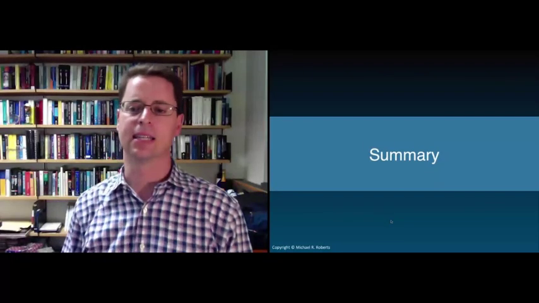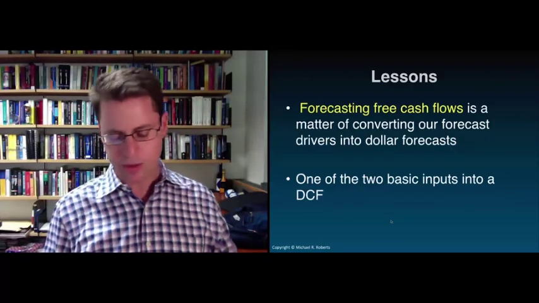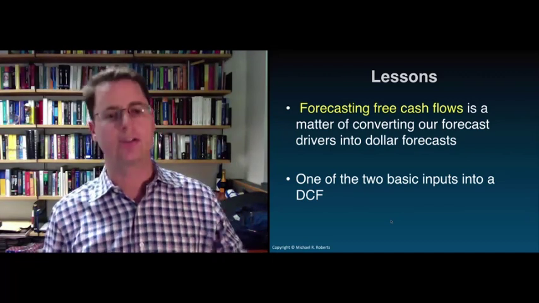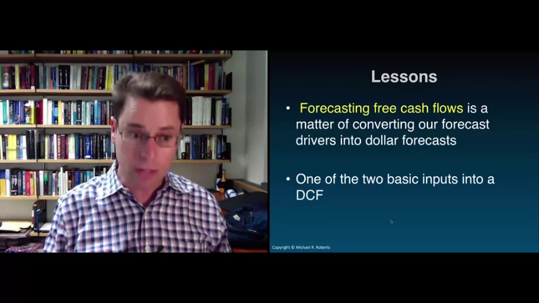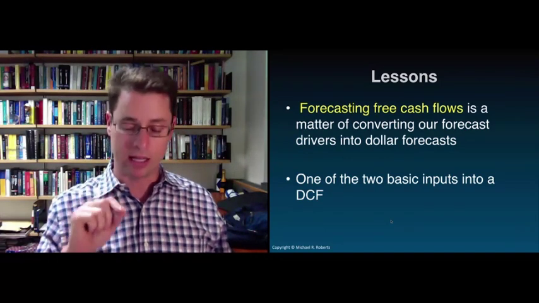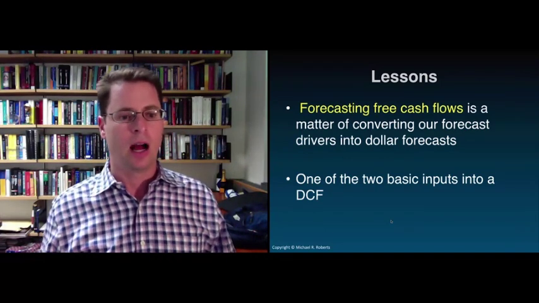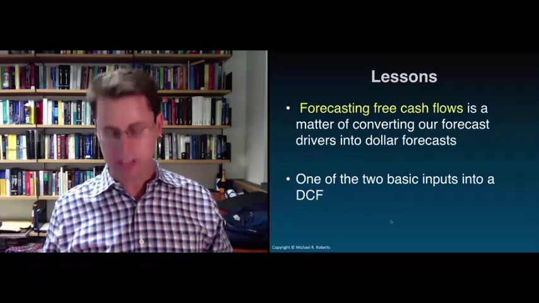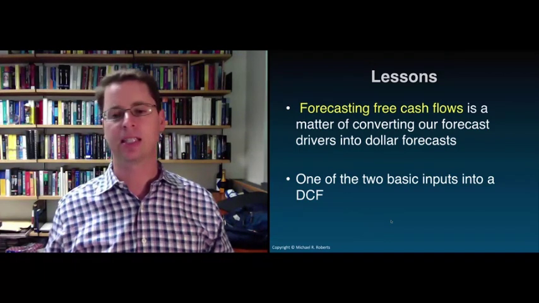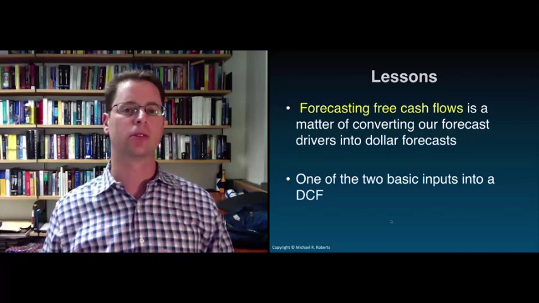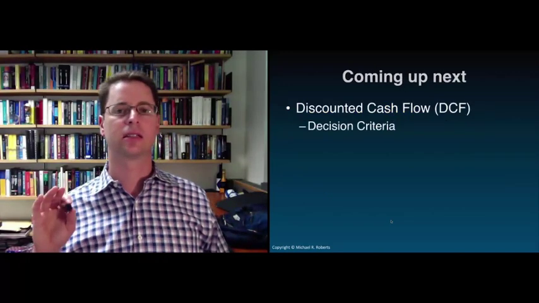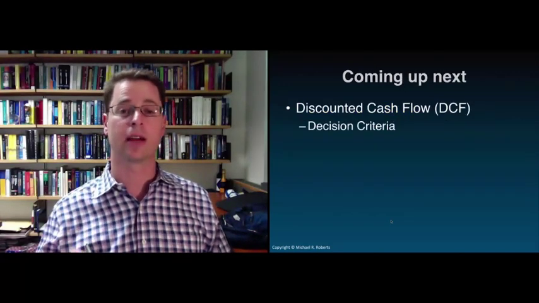All right, let's summarize this. What we did in this lecture is we actually forecasted the dollar values of the free cash flows. And the way we did it is we built it up from our forecast drivers of the components within free cash flows. This is one of the two basic inputs into a DCF, the other being the discount rate. And the question now is, what do we do with these free cash flows? Well, that's the topic of our next lecture, where we take a look at decision criteria.